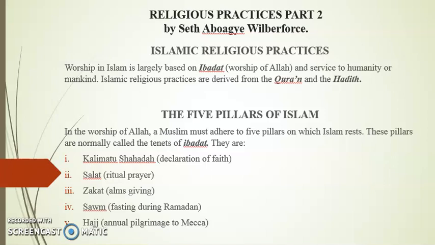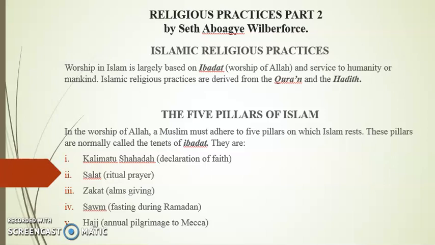Now, worship in Islam is based on ibadat, which in bracket means the worship of Allah and service to humanity or mankind, which is known as the muamalat. Now, Islamic religious practices are derived from the Quran and the Hadith. We know the Quran to be the holy book of Muslims, and we know the Hadith to be the practices of the Prophet, the book that contains the practices of the Prophet Muhammad.